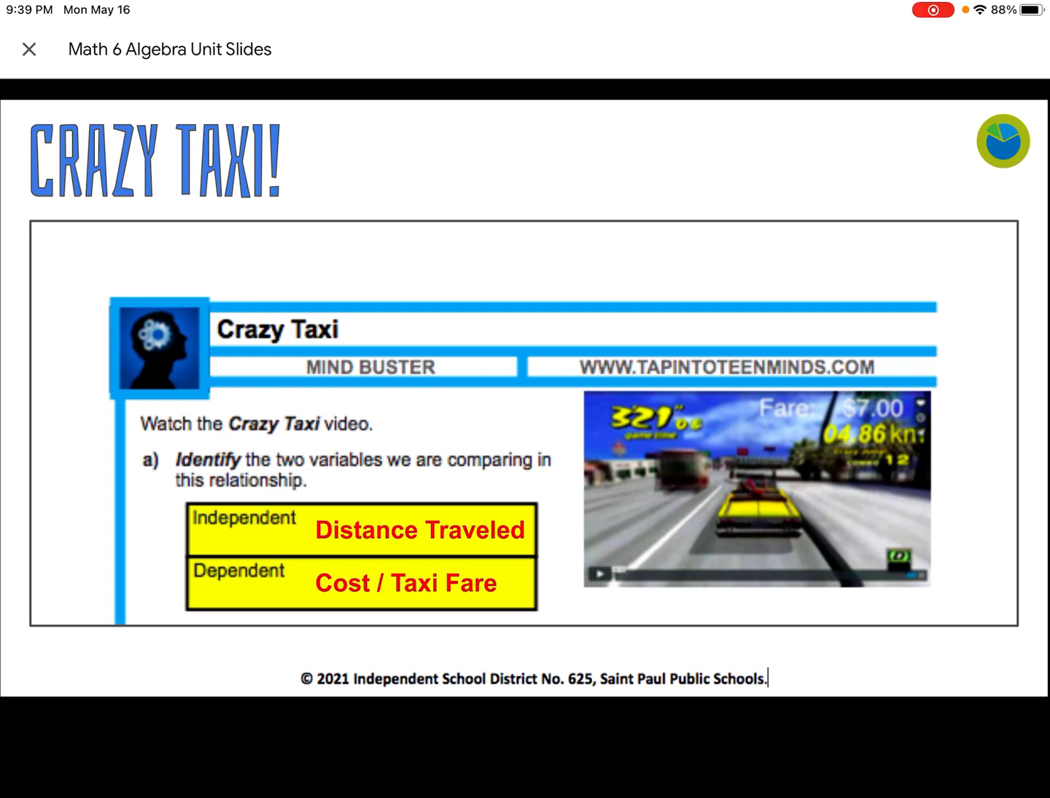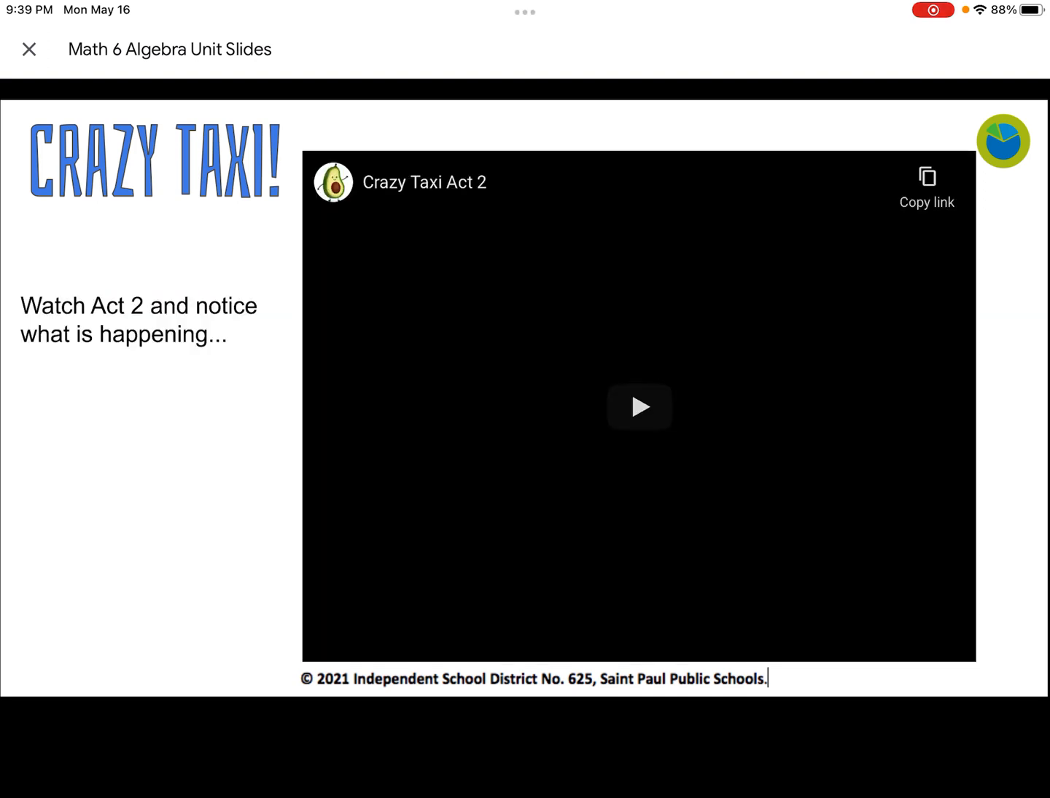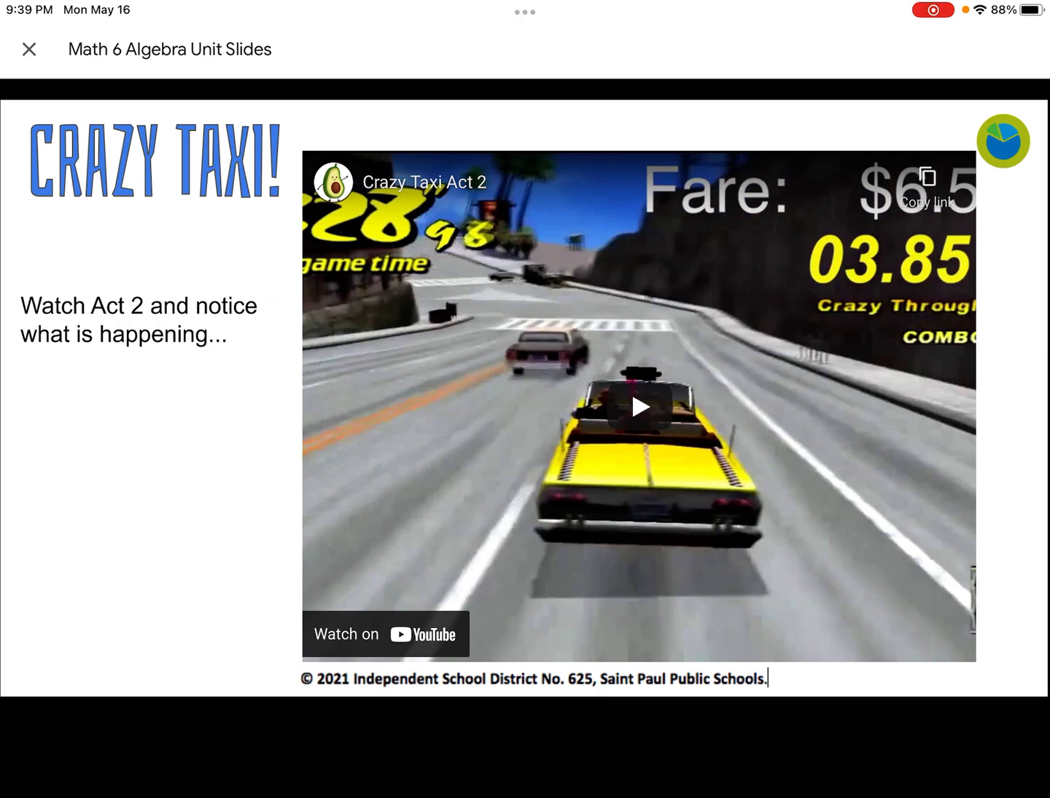All right, so the independent variable is the distance traveled. Because that just happens. You're in a taxi, and hopefully it's not this taxi, but you're in a taxi and you move along. The thing that's dependent, which changes depending on how far you drive, is the taxi fare. So when we try and figure this out, well, let's watch this and find out.